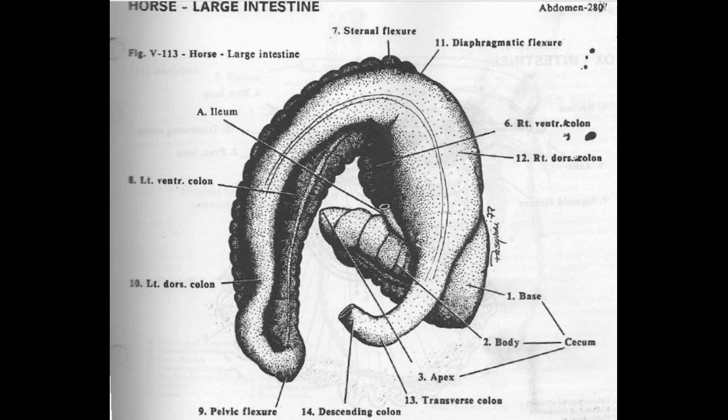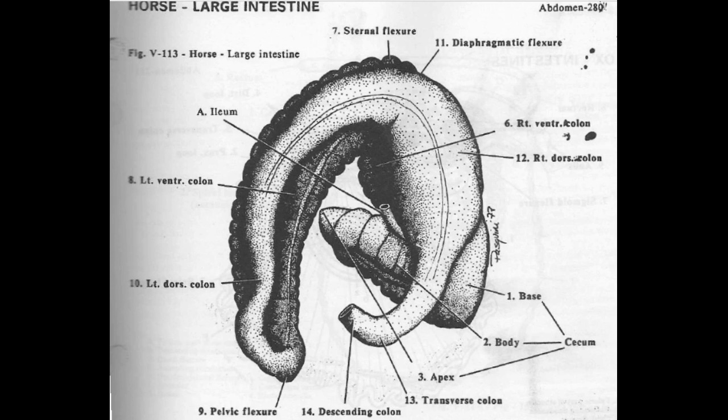After the right ventral colon comes the sternal flexure, which is a connection between the right ventral colon and left ventral colon. This sternal flexure curves around the apex of the cecum. After this, the colon continues to move caudally, and the portion thus formed is called the left ventral colon, the continuation of the sternal flexure. It ends in the pelvic flexure caudally.